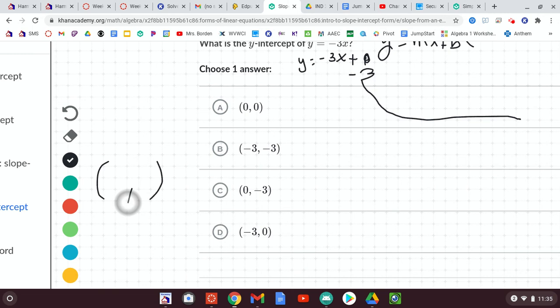Let's keep talking through it. What if we're talking y-intercept? What do we know goes in the x spot? And then what did we determine is our y-intercept? So what's our point?